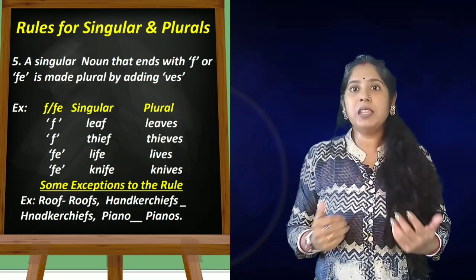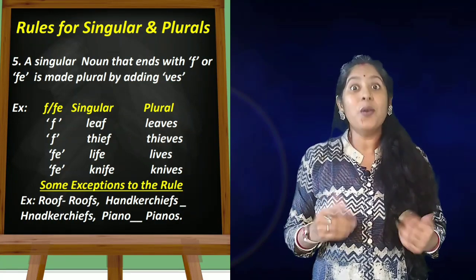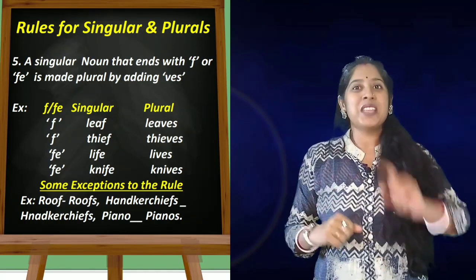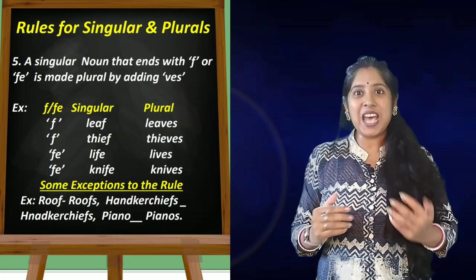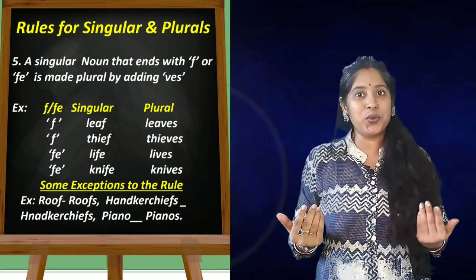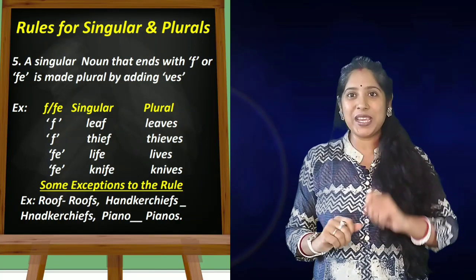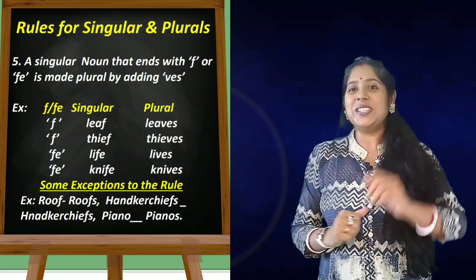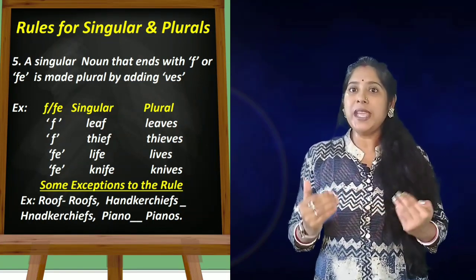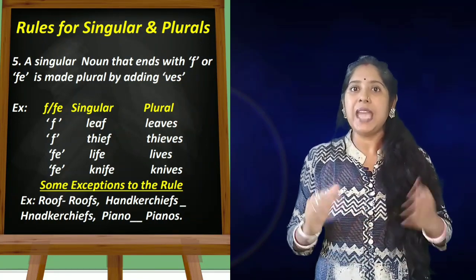Likewise, the word thief ends with f, so f in thief is replaced by what? Ves in plural, so thief becomes thieves. Now see the last example, knife. The word knife ends with fe, therefore according to the rule, fe will be replaced by ves in plural, so knife becomes knives. So dear students, if a word ends with f or fe, we make the plural of that word by replacing f or fe with ves.